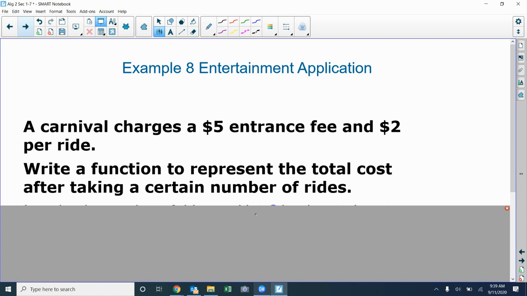And let's just read this problem. So the carnival will charge us $5 entrance fee and $2 per ride. Write a function that represents the total cost after taking a certain number of rides. So our function is quite simple. Cost is a function of what? How many rides I take.